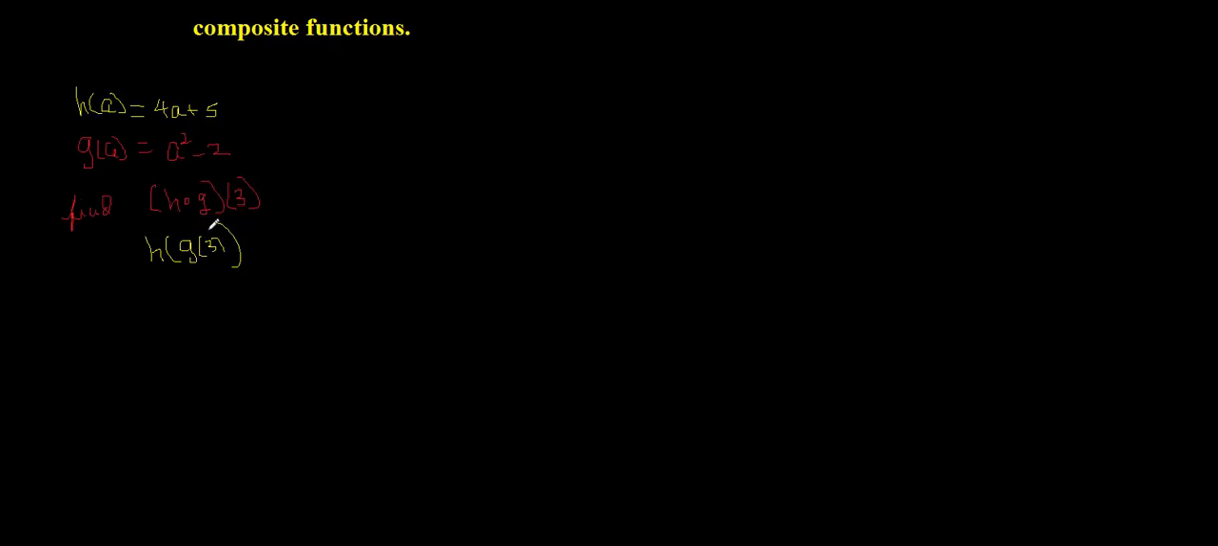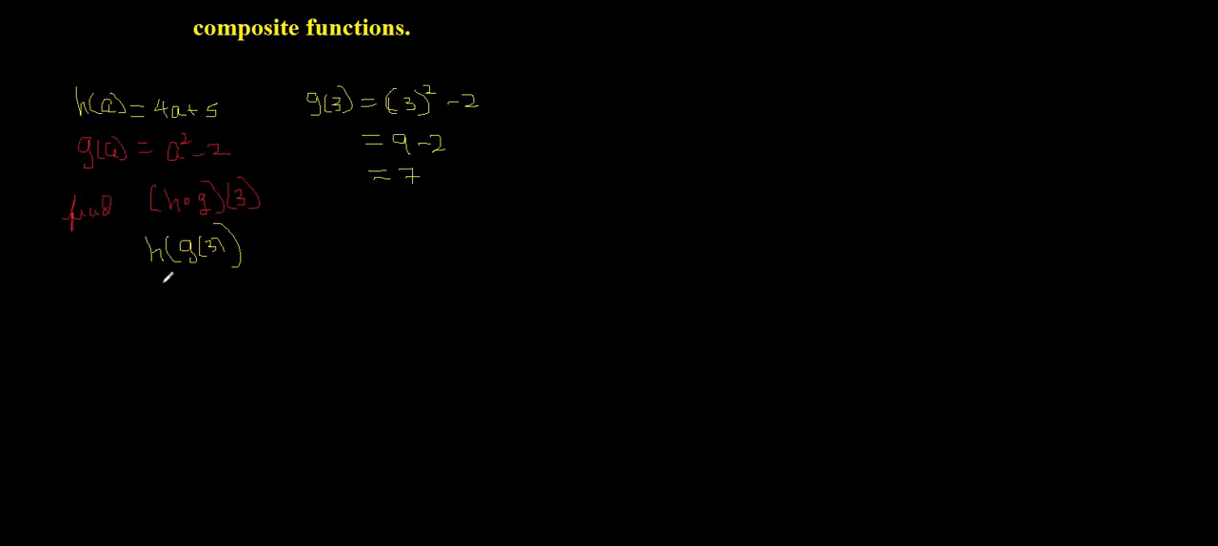Now, the best way to do this problem is to start from the inside. So perhaps we should do g of 3 first. Now, g of 3 consists of evaluating g when a equals 3. So here we got a squared minus 2. So we're going to go 3 squared minus 2, which is 9 minus 2, or 7.